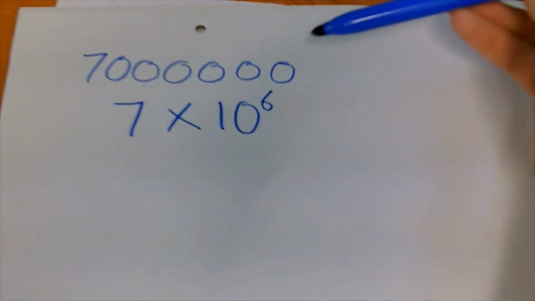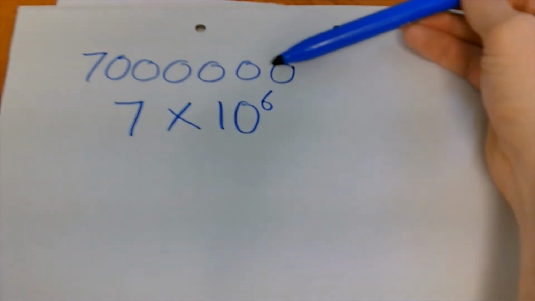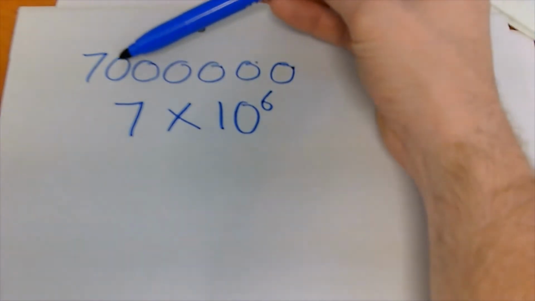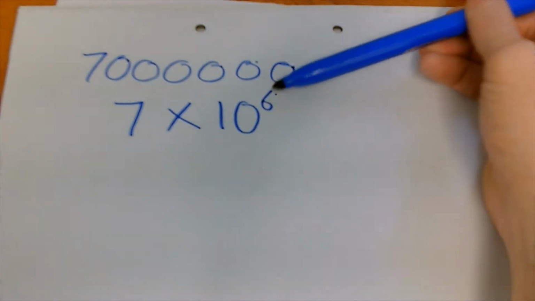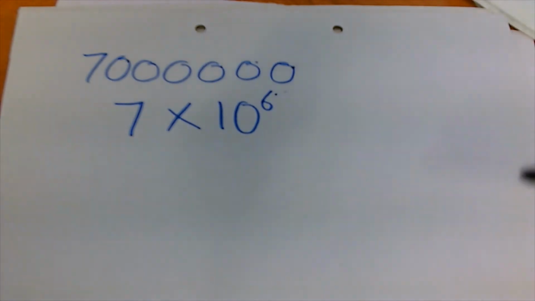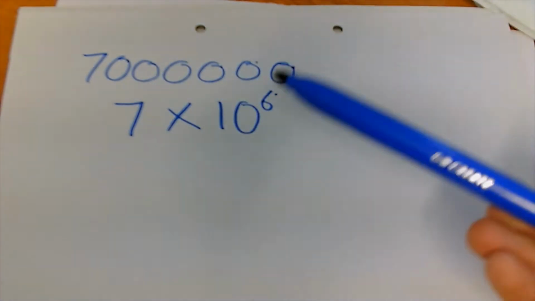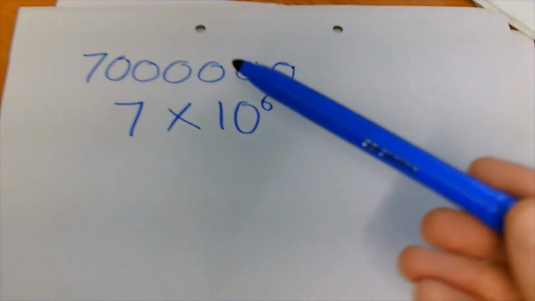All we had to do with that was count the amount of zeros. 1, 2, 3, 4, 5, 6. So 10 to the power of 6 would be a million. And then 7 times a million would be 7 million.